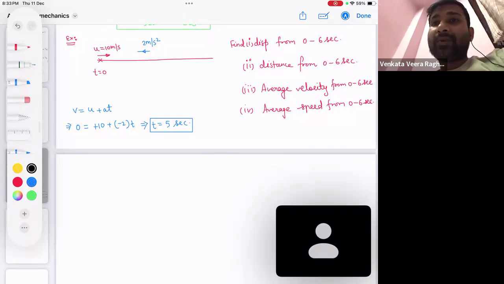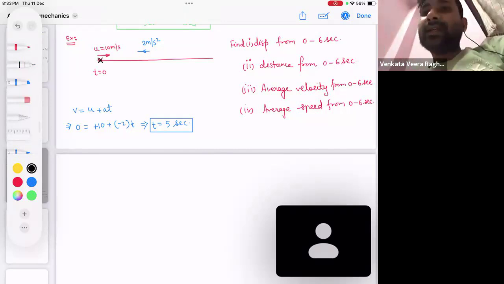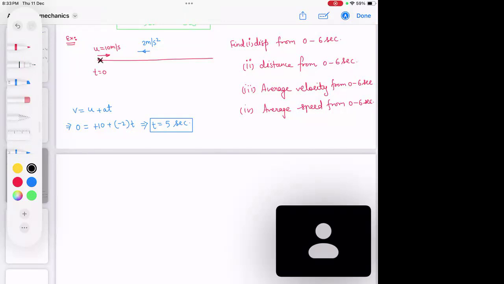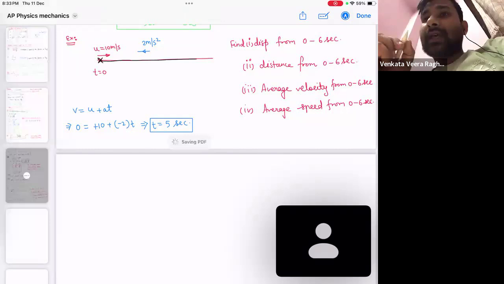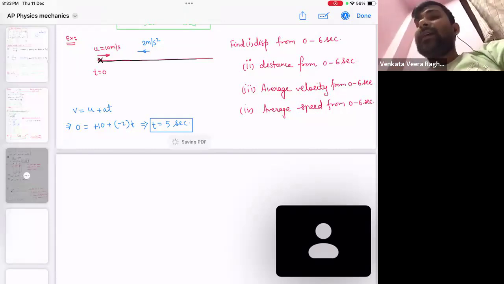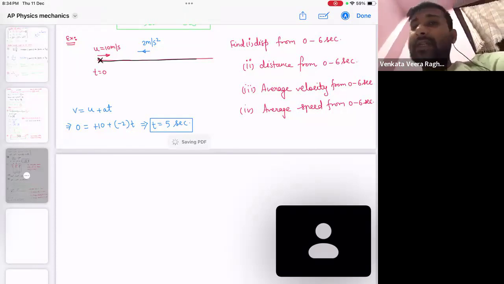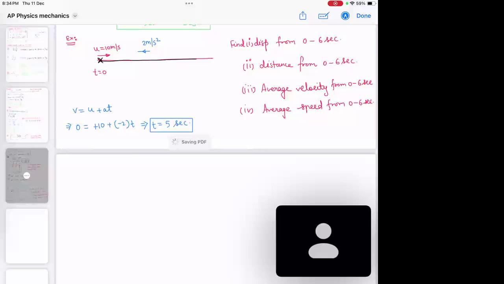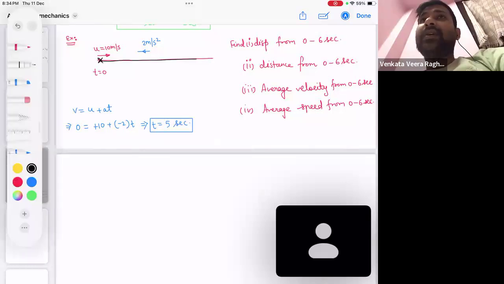Is that clear? So can I bifurcate this total journey of 0 to 6 second into two parts? One from 0 to 5 second, another from 5 to 6 second. 0 to 5 second is the forward journey and 5 second to 6 second is the backward journey. Please tell me, all of you are clear about this thing? Yes, sir. Please tell, I got only one answer.